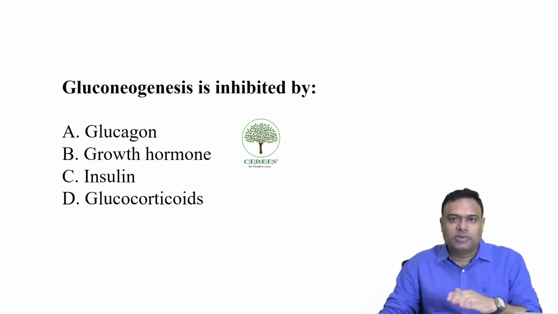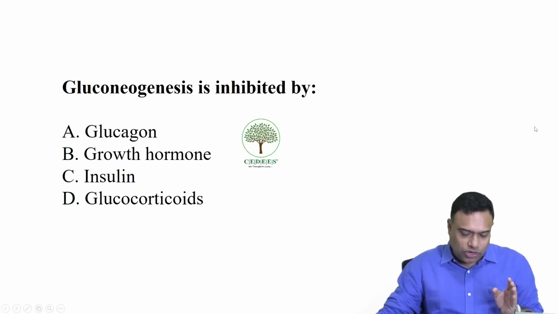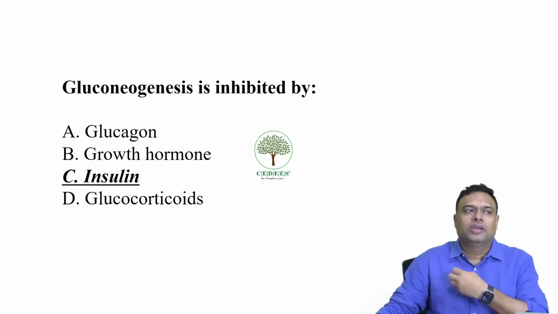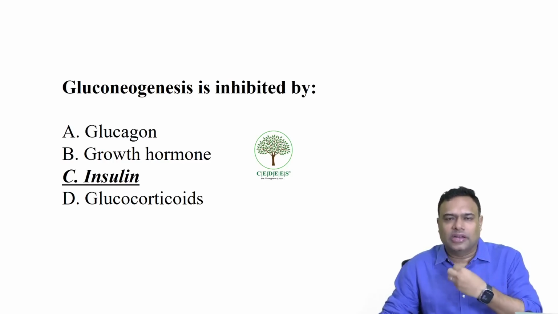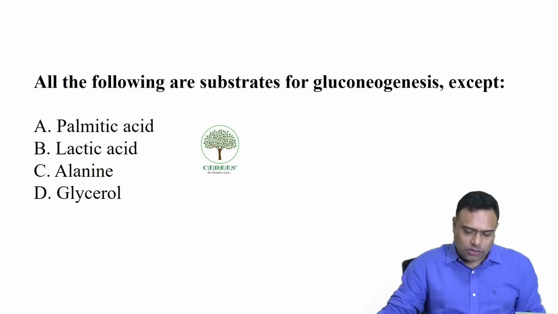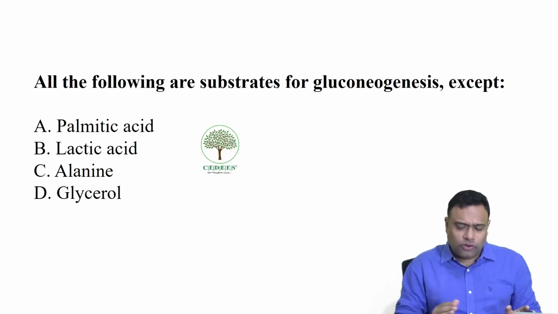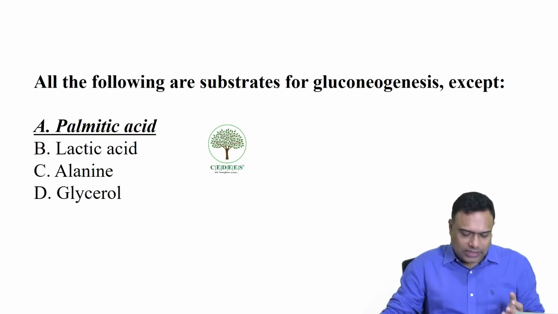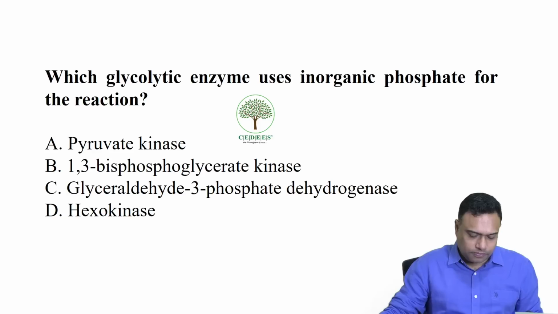Gluconeogenesis is inhibited by, now this we have done. I've already told you it is inhibited by insulin, but it is activated by cortisol, activated by adrenaline, activated by glucagon, right? And all that. All of the following are substrates of gluconeogenesis except lactic acid, alanine, glycerol, all of them are; the answer is not palmitic acid.